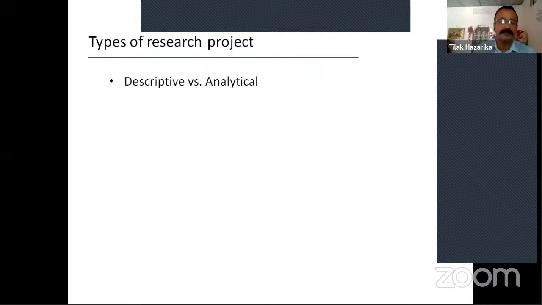And analytical research is something based on certain data. We have to have some kind of data, then only can we go for analytical research. I will come to that later. Conceptual and empirical. Conceptual research is mostly confined to conceptual things, which we cannot measure, which we cannot weigh, and from which we cannot find any kind of data.